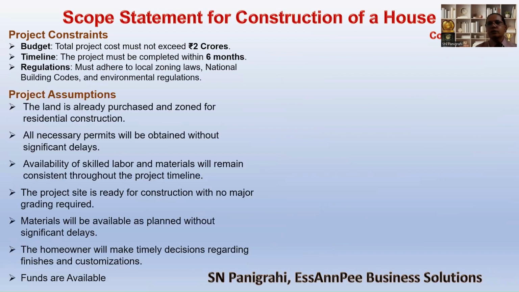Then about the project assumptions. The assumption is the land is already purchased and zoned for residential construction. All necessary permits will be obtained without significant delays. Skilled laborers and materials are available. The project site is ready for construction with no major grading requirements. The materials will be available as planned without significant delays. The homeowner will make timely decisions regarding the finishes and customizations. So these are some of the assumptions we make. This is also part of the scope statement.